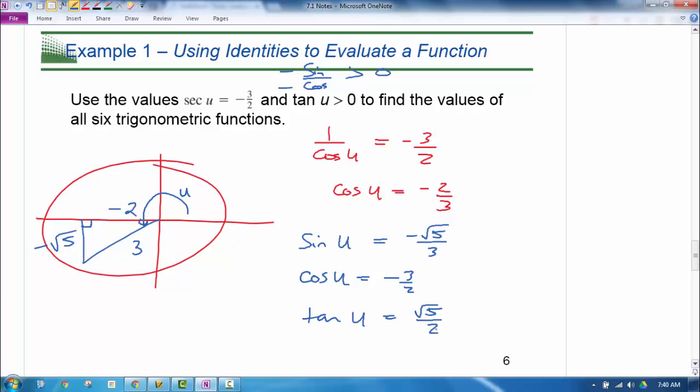The negatives cancel. And then I can do the reciprocals of these. So we have cosecant of u equals 3 over negative square root of 5, or I'll put the negative in the numerator. And then the reciprocal of cosine, secant, which would be -3/2. And then I also have cotangent, which would be 2 over square root of 5.